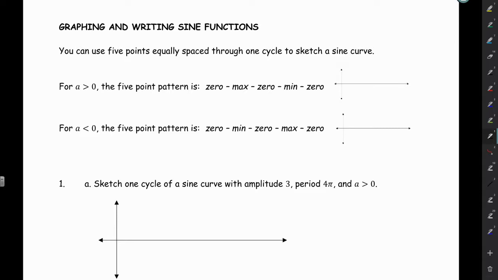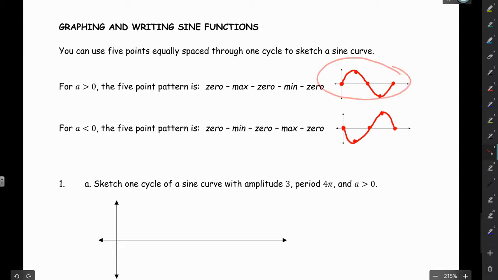Graphing and writing sine functions. You can use 5 points equally spaced through one cycle to sketch a sine curve. For a greater than 0, the 5-point pattern is 0, max, 0, min, 0. When a is less than 0, the 5-point pattern is 0, min, 0, max, 0. So we have our parent function of our sine curve, 0, max, 0, min, 0. And if we reflect it over the x-axis, we have 0, min, 0, max, 0.